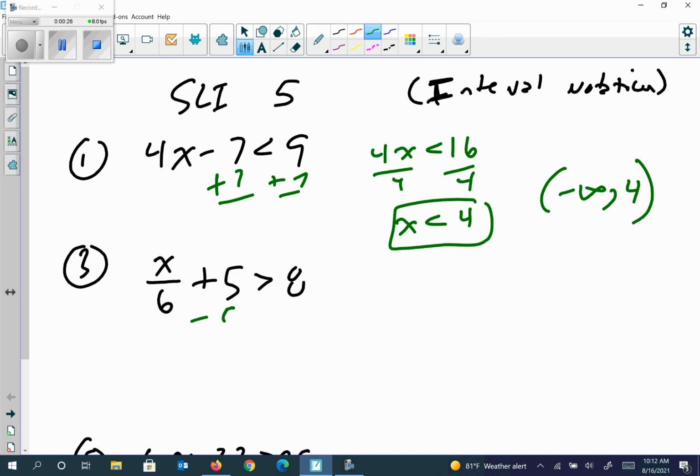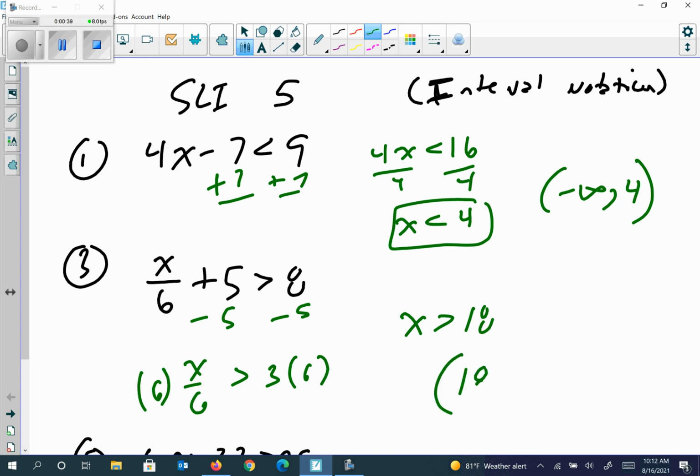Number 3, subtract 5 from both sides. So x over 6 is greater than 3. Multiply each side by 6. So x is greater than 18. So we want values bigger than 18. So interval notation is a round bracket from 18 because we don't have an equal sign, going to infinity.